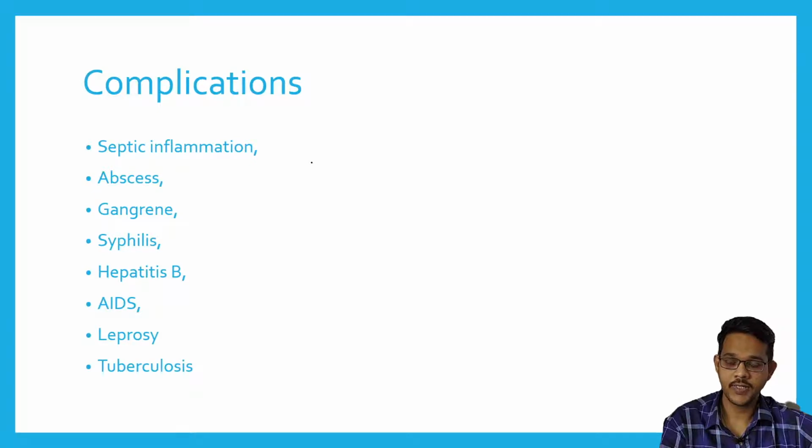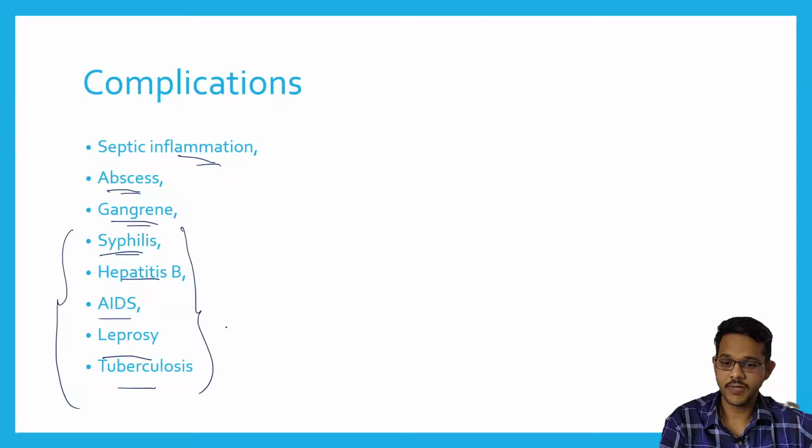Complications of getting tattoo marks. One of the common complications is infection. Septic inflammation may be present. If the needle is infected, the person may get infected. Abscess formation may occur. Gangrene, an advanced form of abscess, may lead to tissue death. It may lead to transmission of diseases like syphilis, hepatitis B, AIDS, leprosy, and tuberculosis. These are common infections which may be transmitted from one person to another through needle injections.